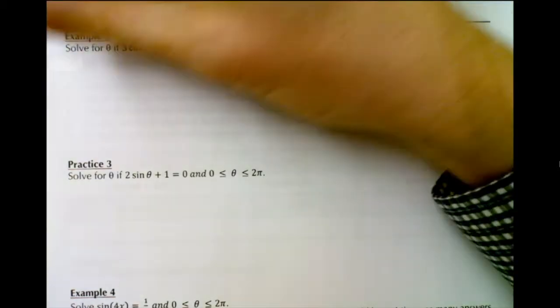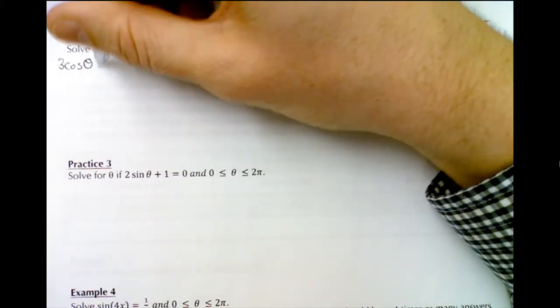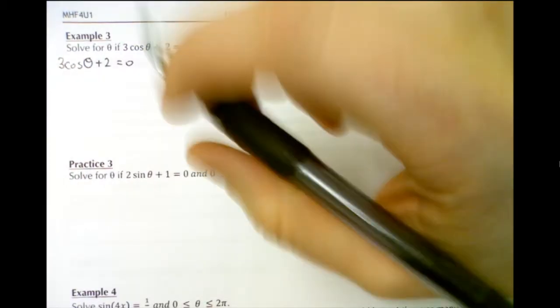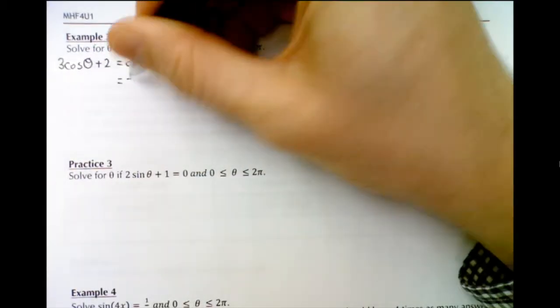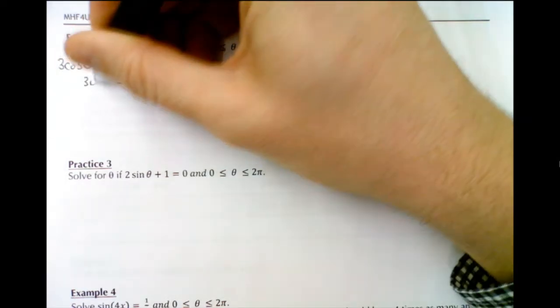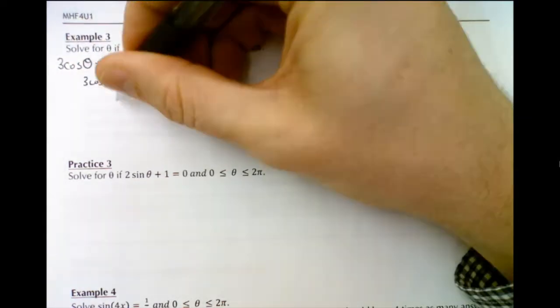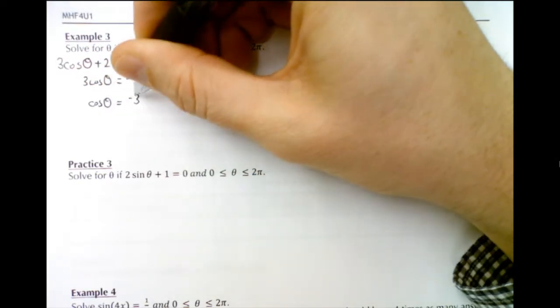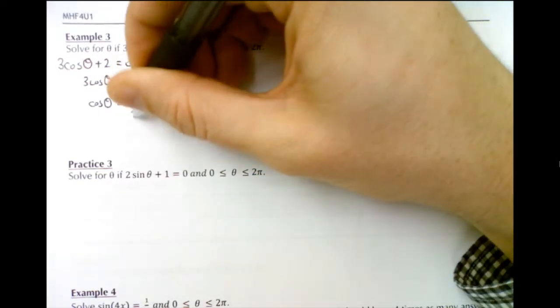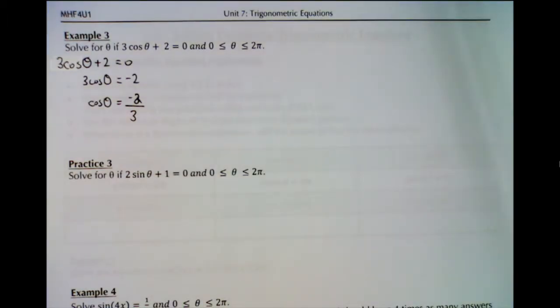And that first step is to isolate for your trig function first. We can do that by using reverse operations. Start by subtracting 2 from both sides, and then divide both sides by 3. Then we get something a little bit more familiar. Instead of 3 cos theta plus 2 equals 0, now we have cos theta equals negative 2 over 3. That's a little bit easier to solve.